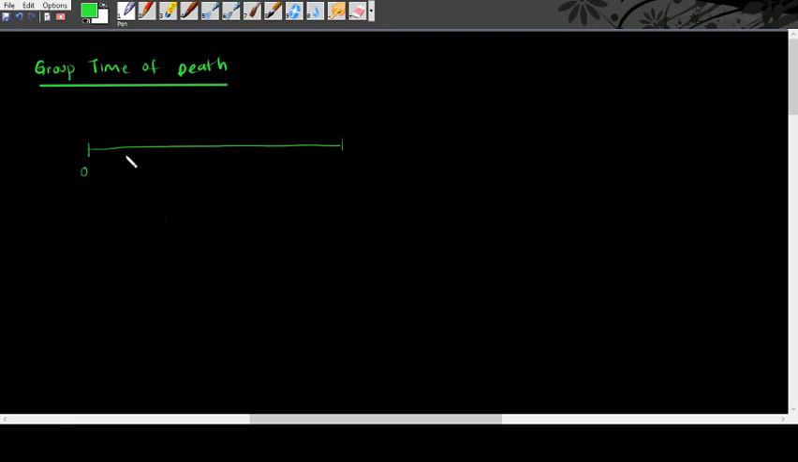You are going to divide it yearly: 1, 2, 3, and then up to t plus 1, and then you are going to have more intervals up until k minus 1 and k. So your k is very large.